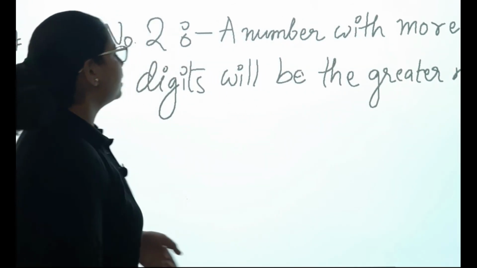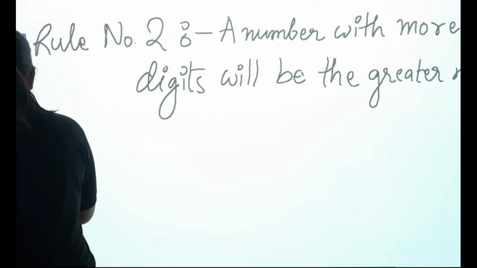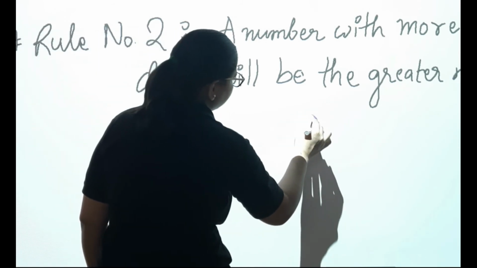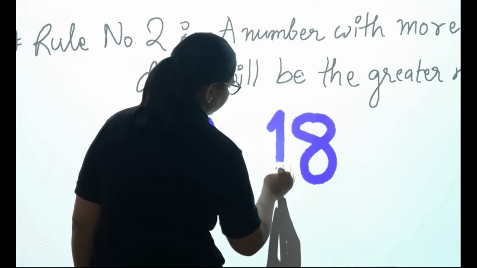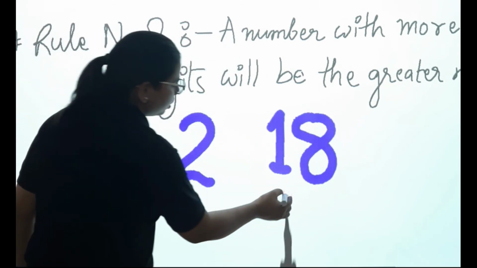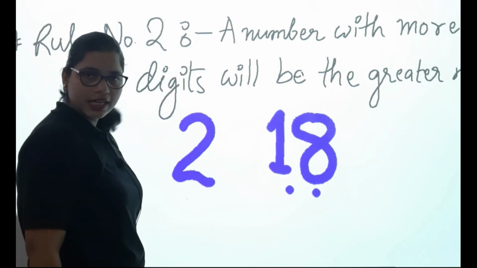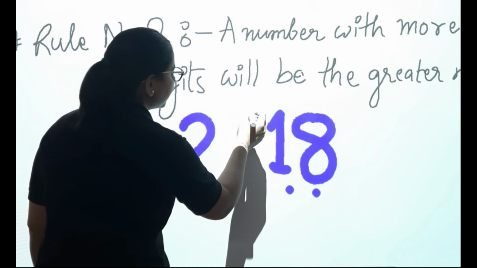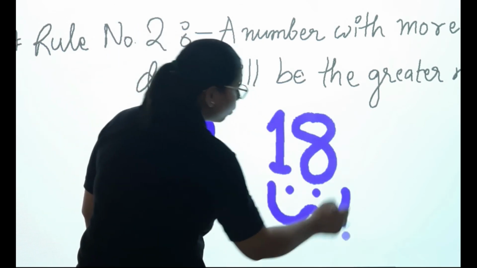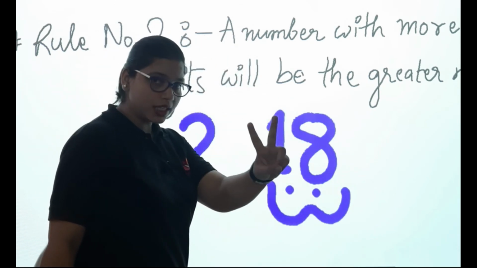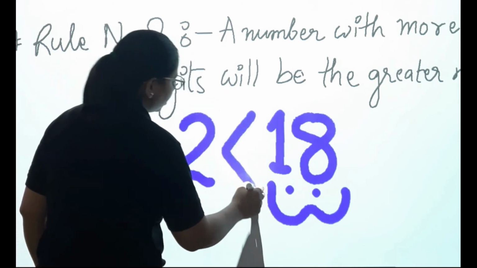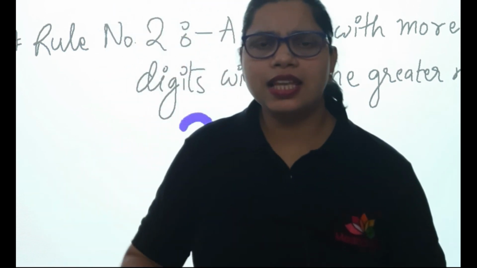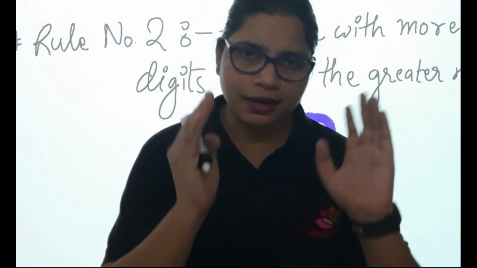Let's say for example, obviously without an example it will be incomplete. If it is 2 and it is 18, it has 2 digits and it has only one digit. So which one is greater? The number with more digits. It has 2 digits, it has 1 digit. First of all, check the number of digits.